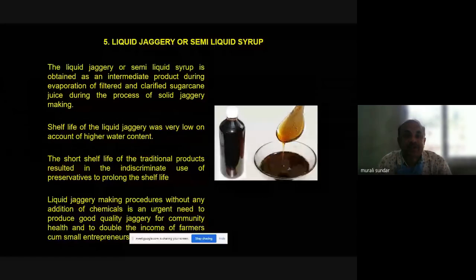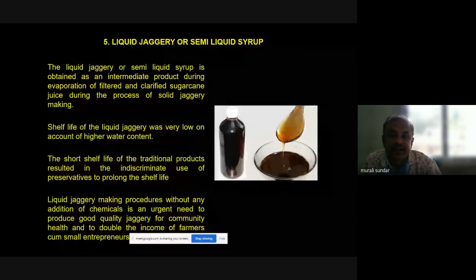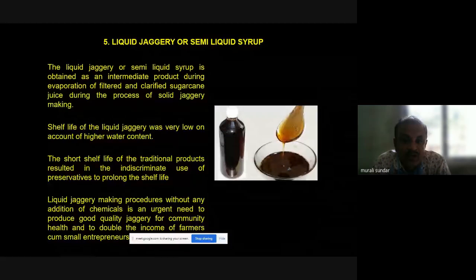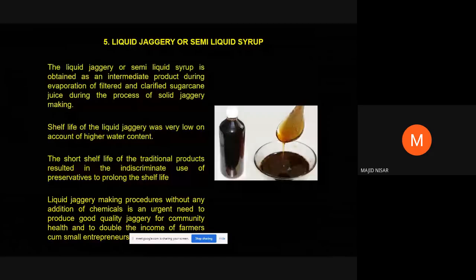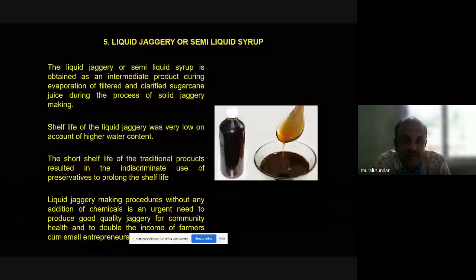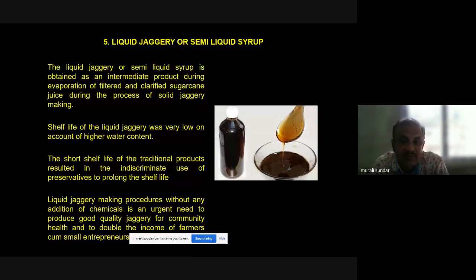Coming to the next sugarcane-based product, liquid jaggery or semi-solid syrup. Normally, we used to have jaggery powder or condensed sugars. It's a solid form, but whenever it is used, consumers used to have some difficulty to mix it up, or sometimes white sugar is having more absorption on the water than the jaggery. We have to stir it up well.